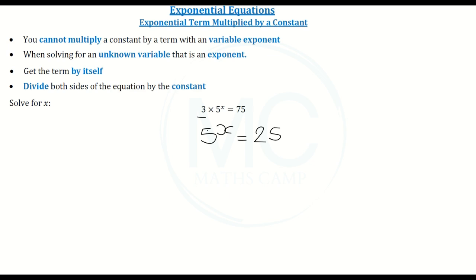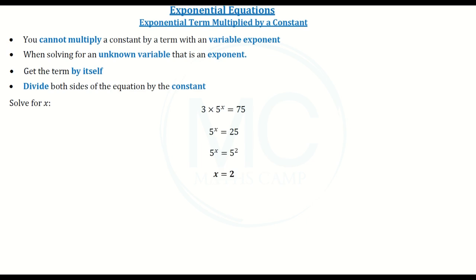And now we can solve for x. We have 5 to the power of x. Let's leave it as it is. We know that 25 has got a prime base of 5 and an exponent of 2. Now our bases are the same, which means our exponents are equal. So we can see that x is equal to 2.